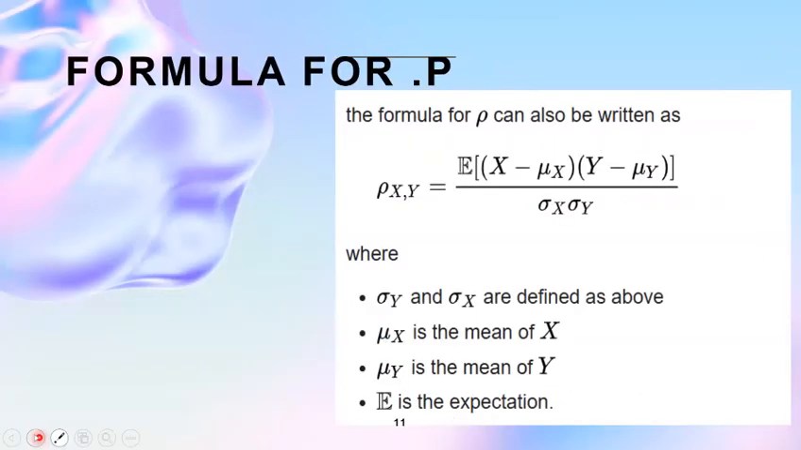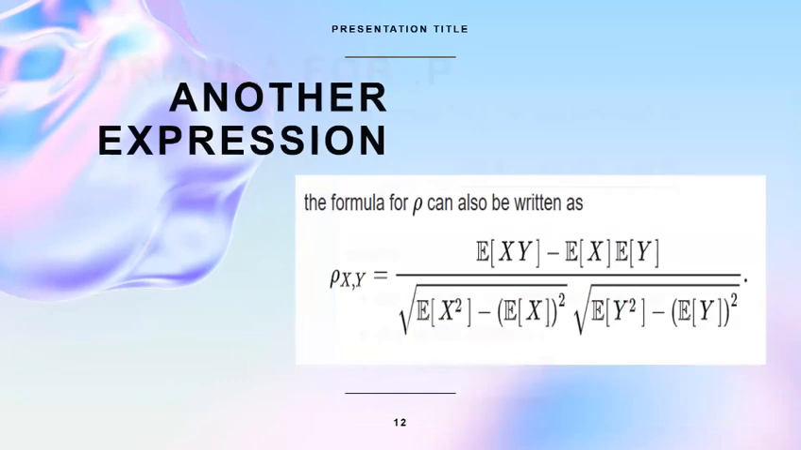So what is the formula for rho? The formula for rho can also be written like this, where mu X is the mean of X and mu Y is the mean of Y. E is the expectation or expected outcome for a population. So another expression for the population mean can be written as the equation given here.